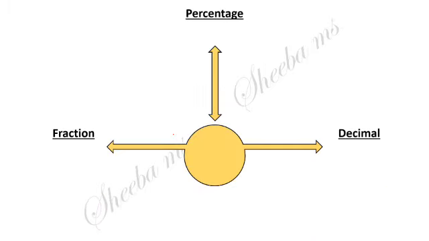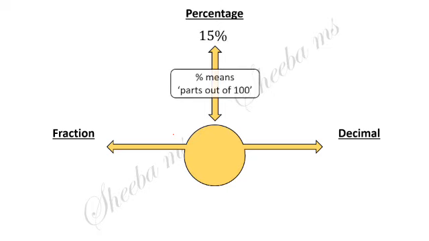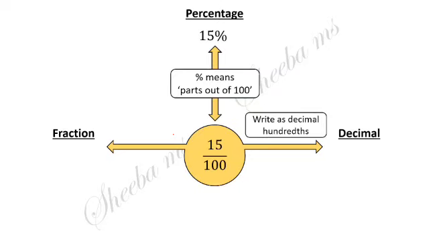So here, percentage. 15% means what? 15 by 100. And how do you change it into decimal form? 15 by 100. That means in 100 there are two zeros. So here also after the decimal point there will be two places. So 0.15.